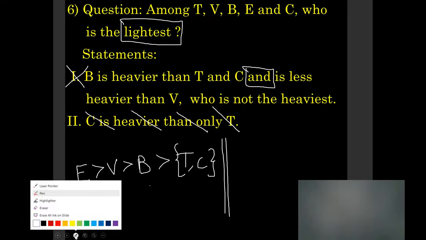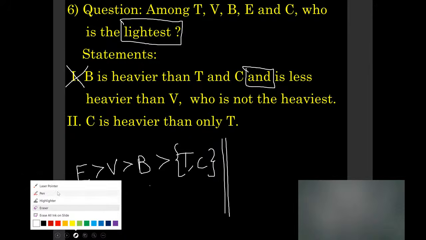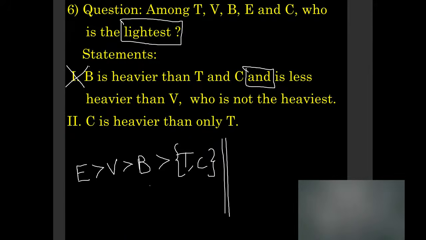Next, coming to two alone, let us check for two alone. Two alone means you need not consider the first one. The first statement can be eliminated. So when the first statement is eliminated, in the second statement alone, C is heavier than only T. So it means C is greater than T.